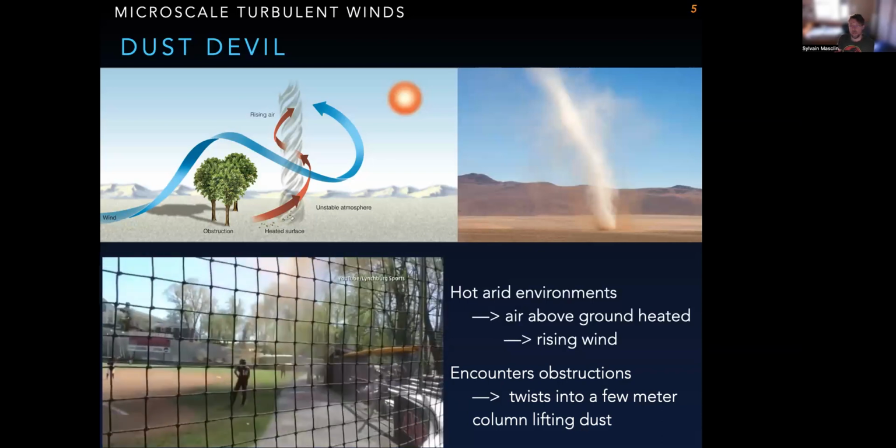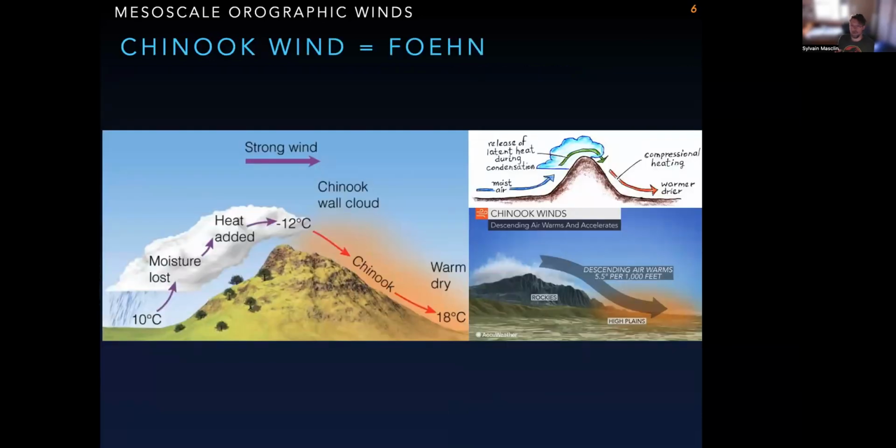All right. Another type of wind at a bigger scale, at mesoscale, would be an orographic wind, which can also include eddies, since the wind will go over the mountain, and as it's going down the leeward side, you may observe eddies. But the wind itself that goes down the leeward side has a specific name, called the Chinook wind, or in Europe they call it Föhn wind.